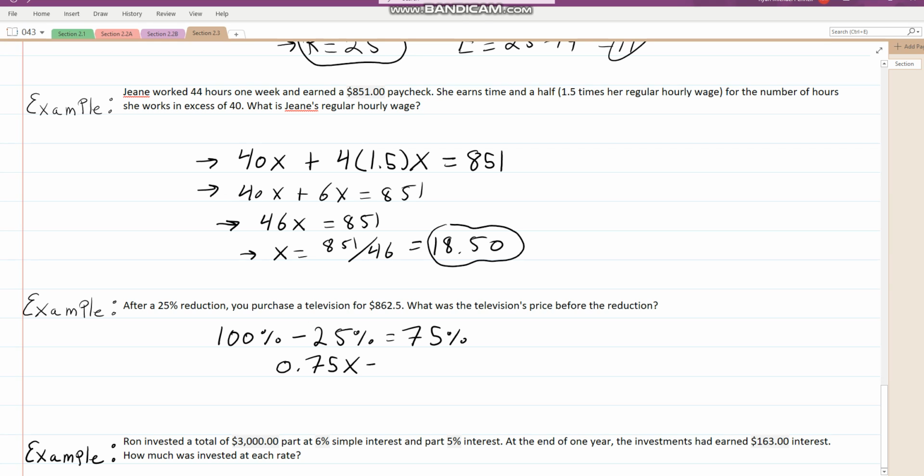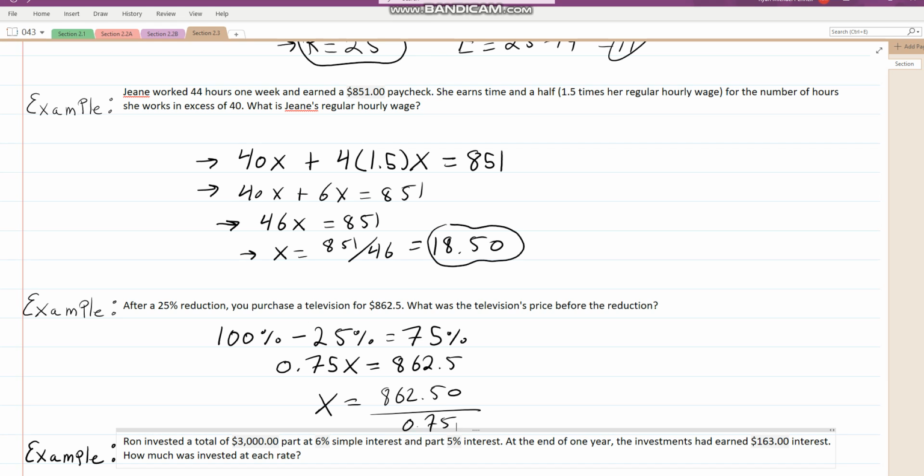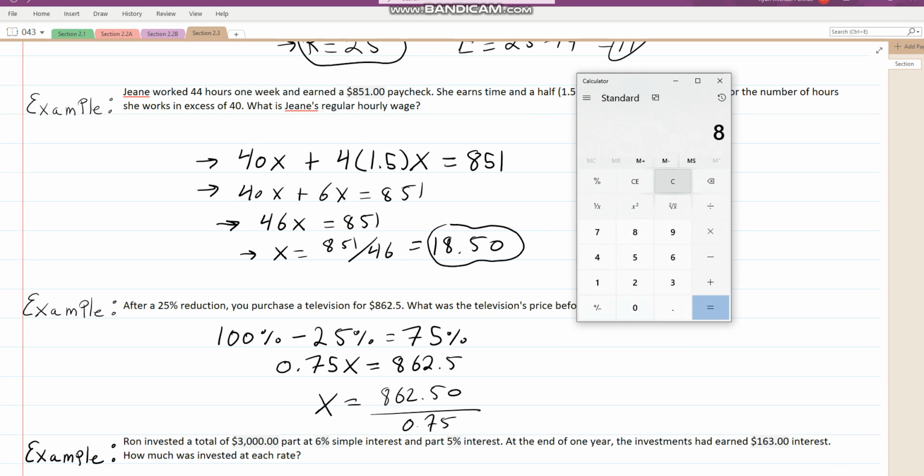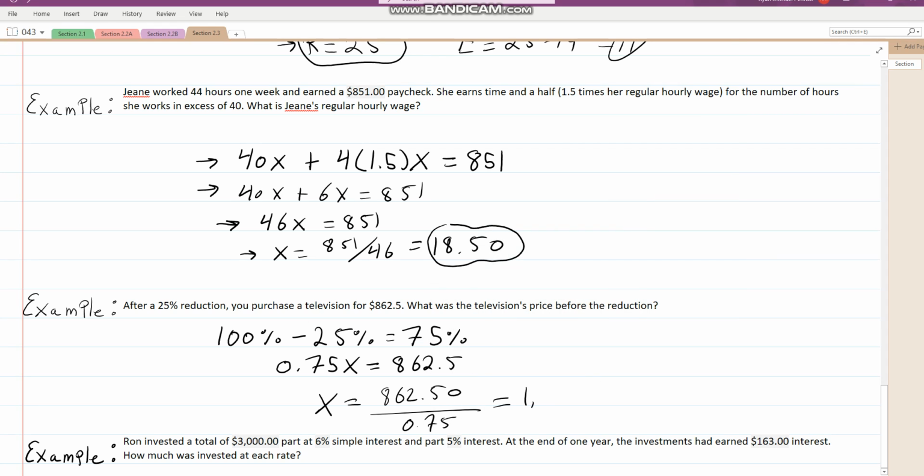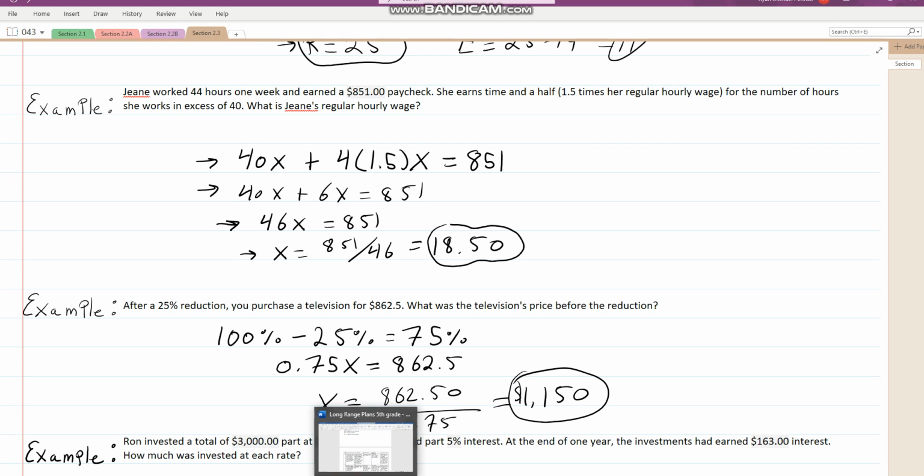So 0.75 times x equals how much we paid. Again, 75% of whatever it originally cost equals that total. So x equals 862.50 over 0.75. Let's see what that would equal. 862.50 divided by 0.75 is 1150. Okay, 1150. So that would be the original price. Okay, not too bad, not much to do there. Just kind of work through it.